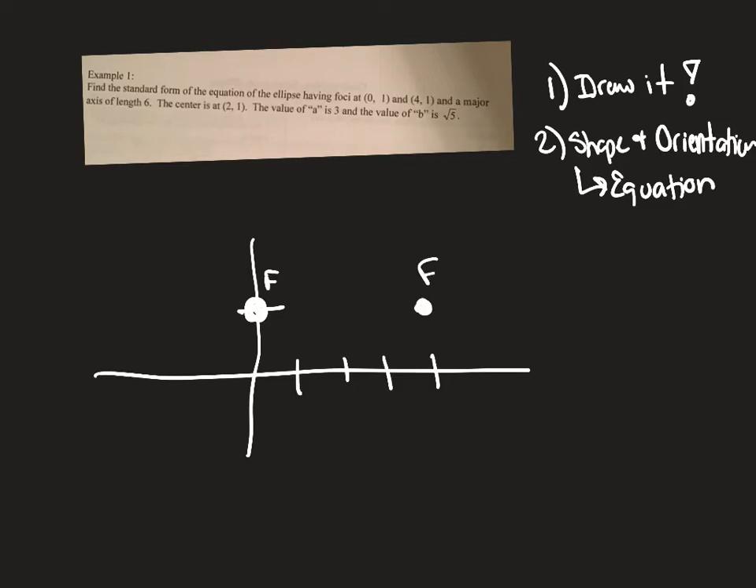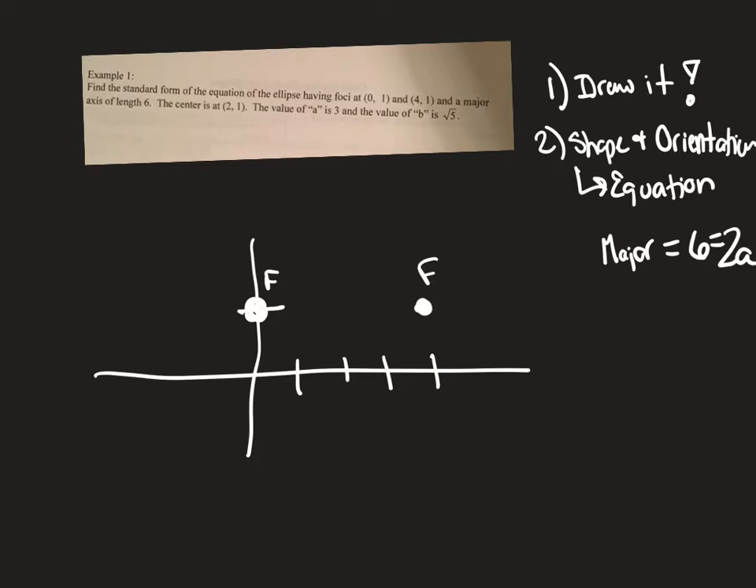Okay, and they tell me that my major axis has a length of 6. We have to remember that's equal to 2a, because my major axis is 2a.